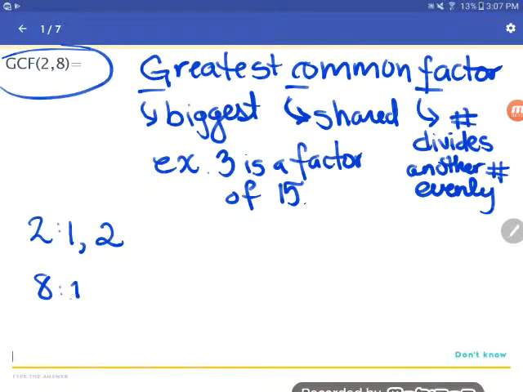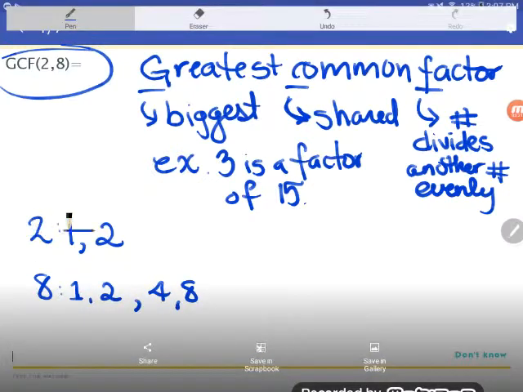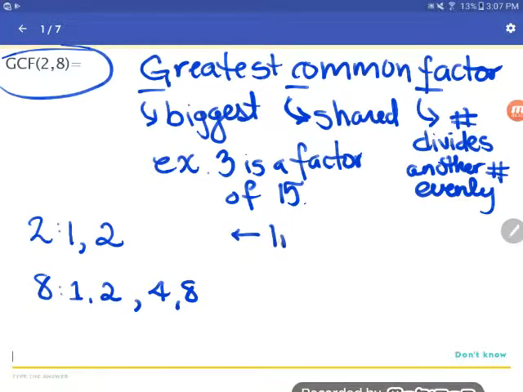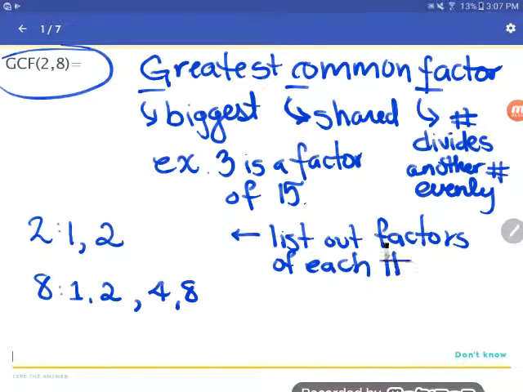8, on the other hand, yes, it's divisible by 1 and itself, 8. But it's also divisible by 2. 2 times what is 8? 2 times 4. So it has all these factors. So right here, what I did was I listed out the factors of each number. And again, the way to find all those factors is a rainbow. But now what am I going to do?